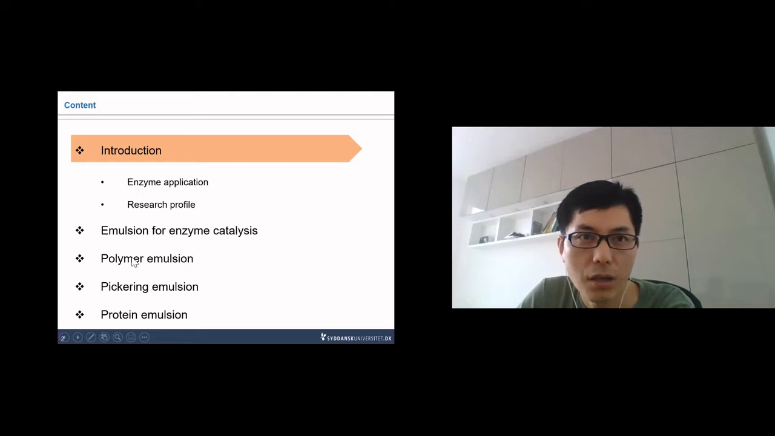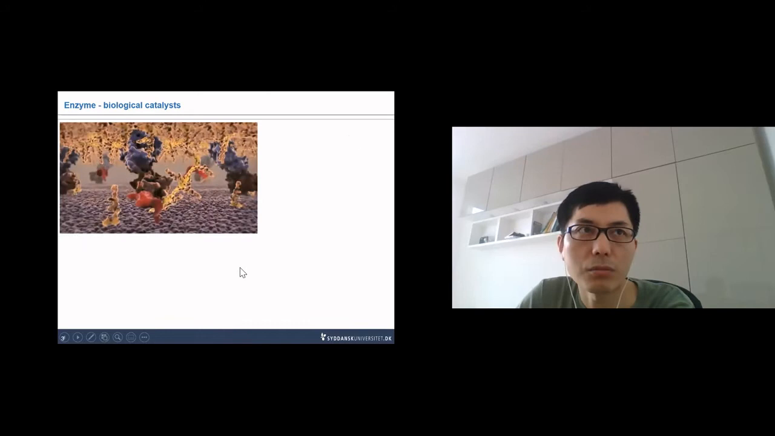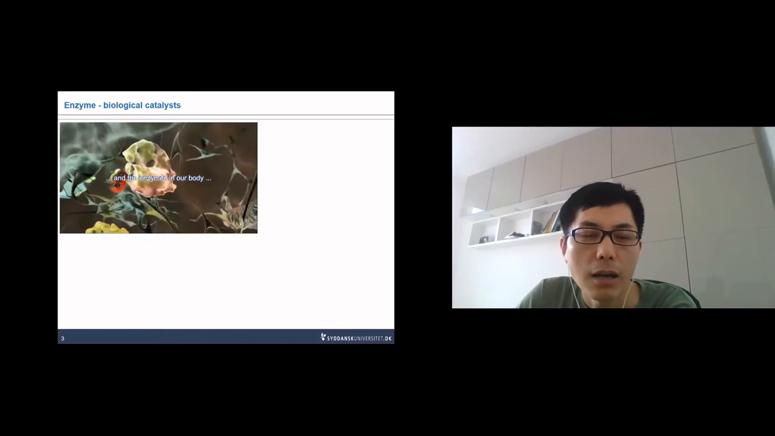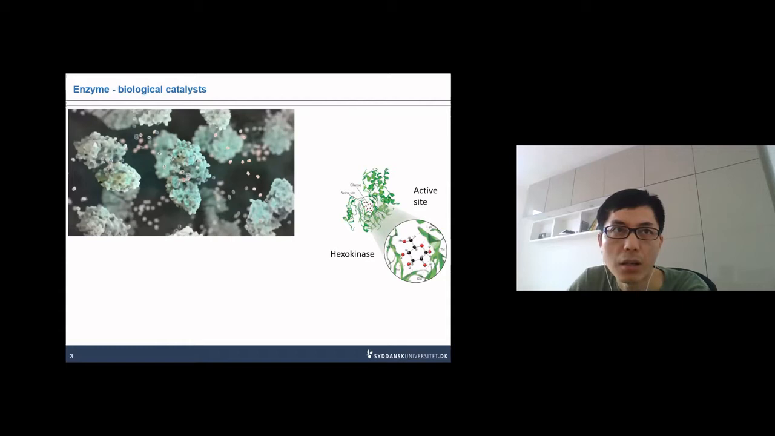So first, what are enzymes? Enzymes are proteins widely existing in all living systems, and each enzyme works for a specific bioprocess. For example, some enzymes in your body convert sugar into energy for each of your movements. Most enzymes are proteins, which are composed of different amino acid sequences. These amino acids can self-assemble further into a three-dimensional structure with biological functions.